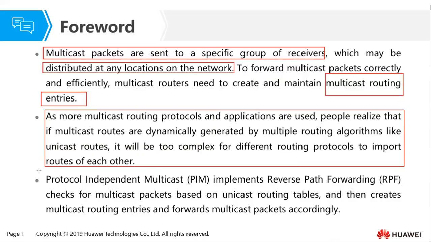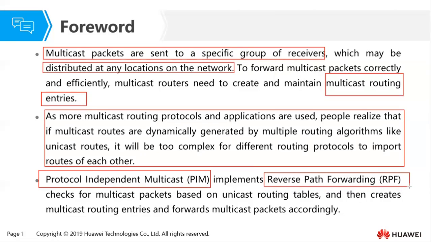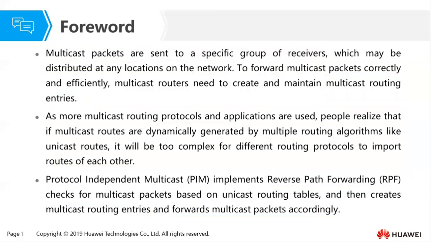So for that purpose, PIM, which is protocol independent multicast, implements what we call RPF, reverse path forwarding, checks for multicast packets based on unicast routing tables, as you're going to see, and then creates multicast routing entries and forwards multicast packets accordingly. So that is what we want to check in this particular topic.